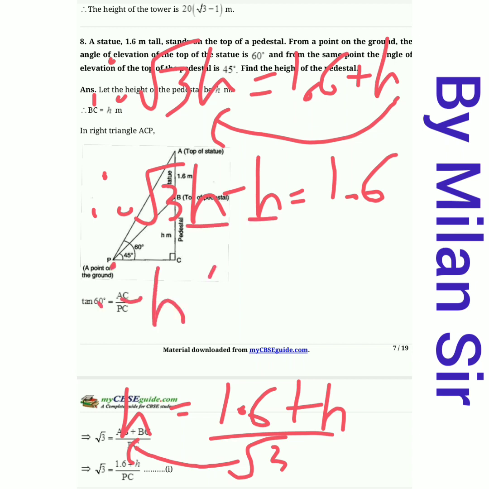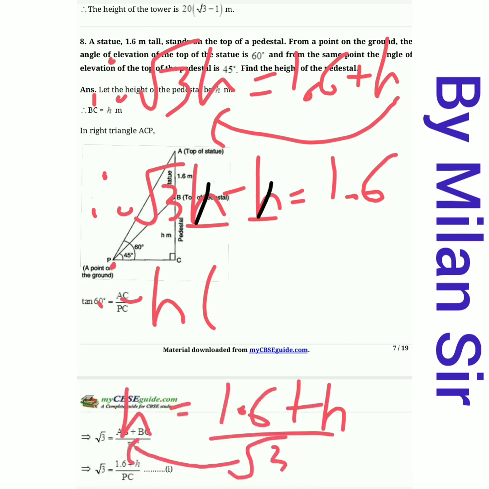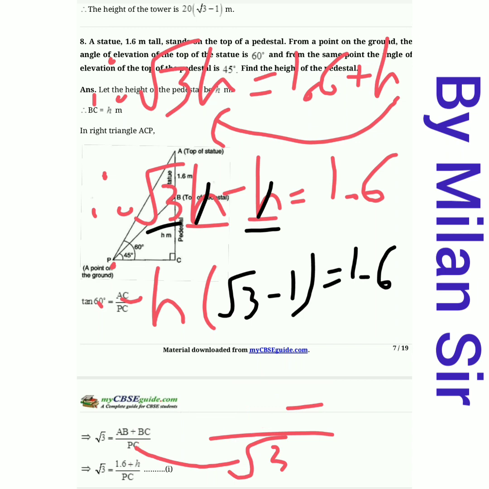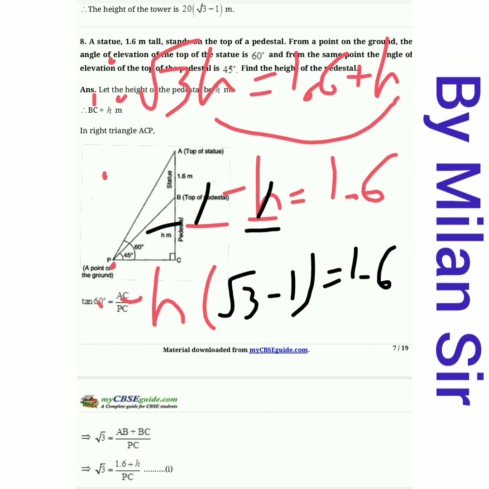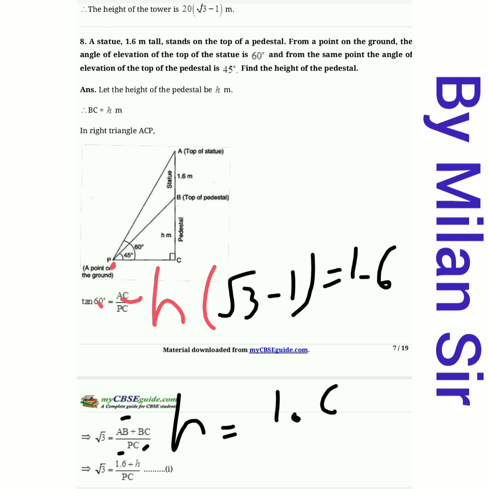Now we can take H as common. So H common. So what is remaining? Here H is cancelled because it is already common. So here under root 3. Here nothing is remaining, that's why 1. Is equals to 1.6. Now we need to find H. So transfer this under root 3 minus 1 to the right hand side. So here H is equals to 1.6 upon under root 3 minus 1.